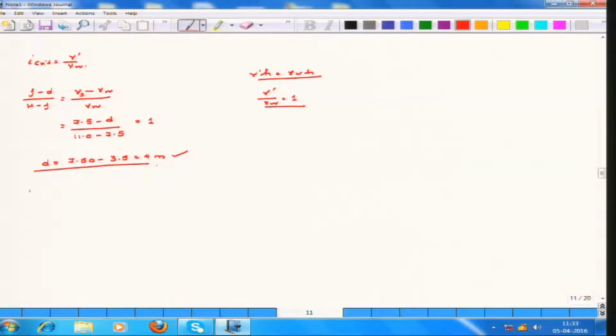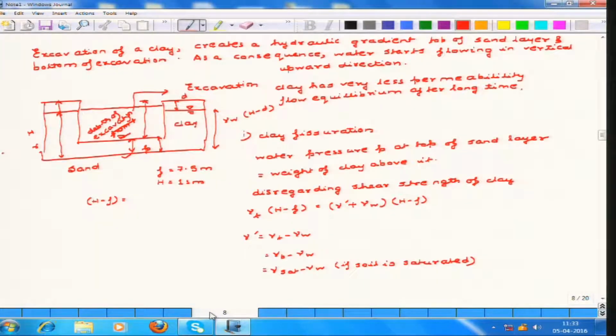Now, there are certain things that you have to remember in this case. The results will be same if basically the unit weight of clay and sand are equal. And remember that I have said, as in the first case, that this is all disregarding the shear strength of clay. In the clay fissuration aspect, this is disregarding the shear strength of clay.